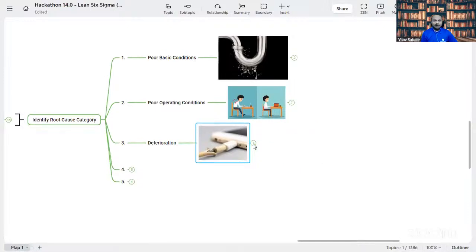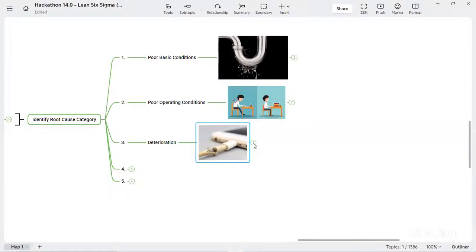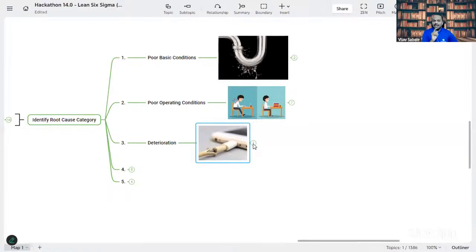Is it clear about these three root cause categories? Yes, sir. Okay. The interesting thing, if you can see, is that I didn't talk about operator skill at this point of time, right? We just focused on poor basic conditions, poor operating conditions, and deterioration.